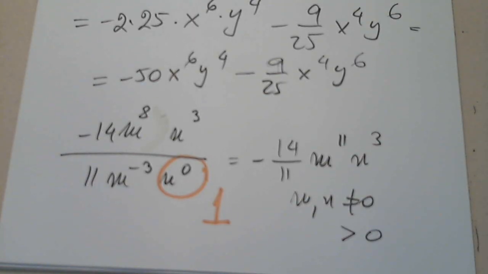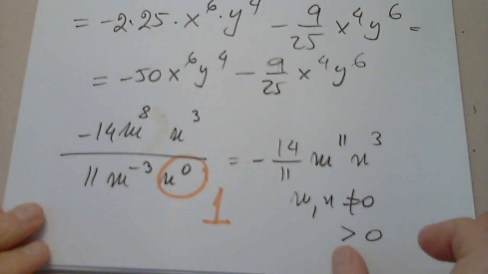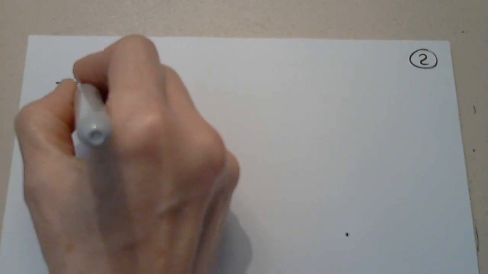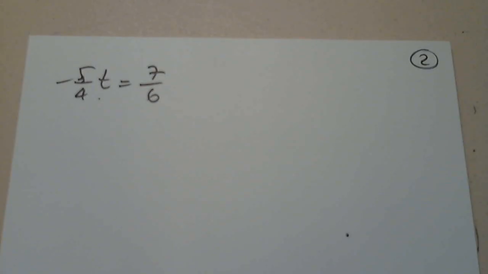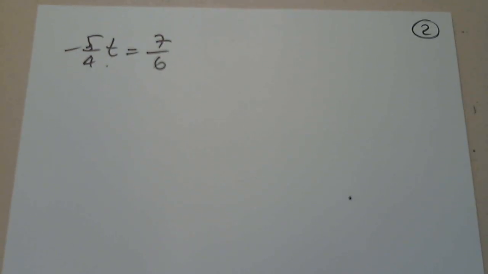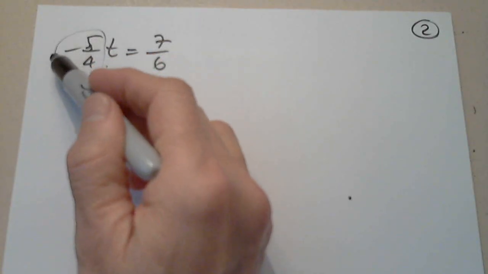Let me know if we need to look at this problem. If you say yes, we'll look at it. If you say no, we'll move on. Yes, can we look at it? Yeah. So negative 5/4 t equals 7/6. The only thing we need to do here is get rid of negative 5/4.